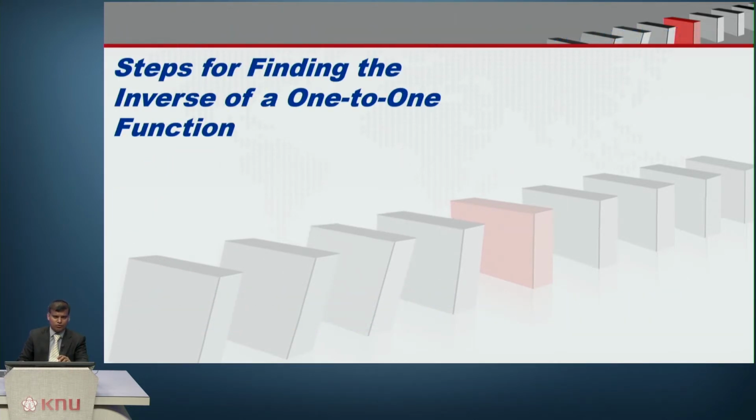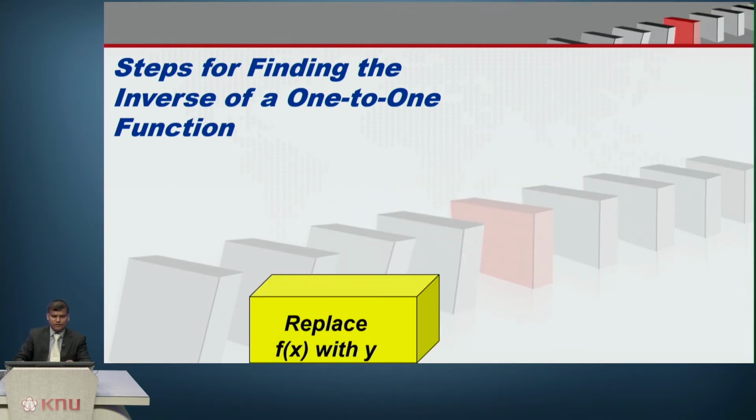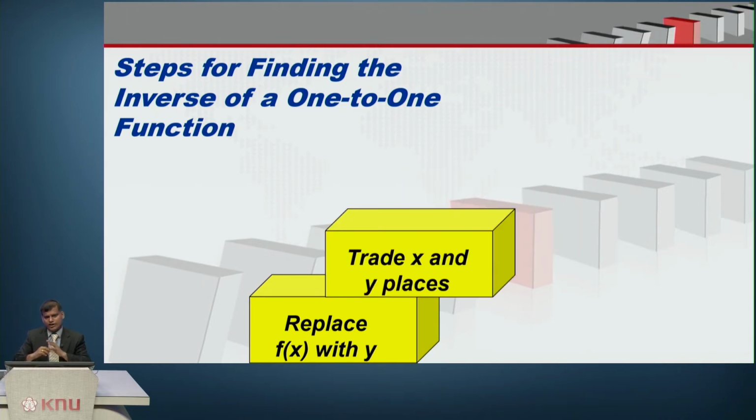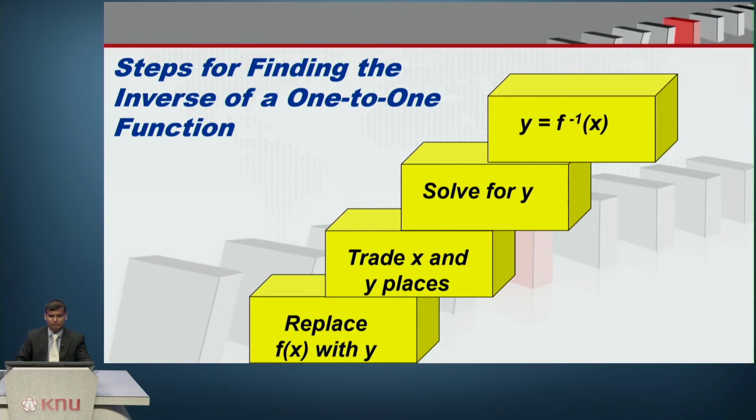Let us go back to what we are discussing. Here is an example of how a step-by-step inverse function can be found. As you can see, first you have to replace f of x with y, then trade the x and y places and solve for y. Then you will get y equals f inverse of x. Just 4 steps. Step 1 is this one.